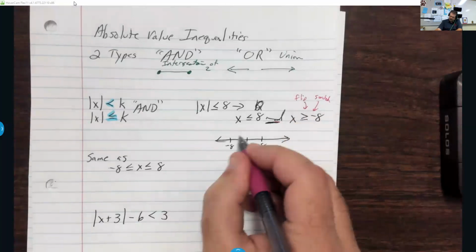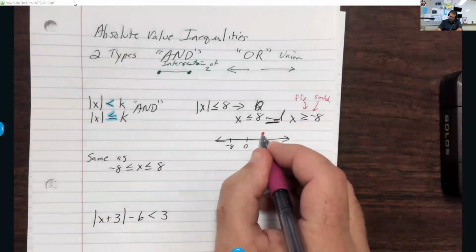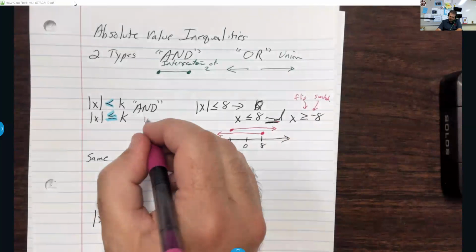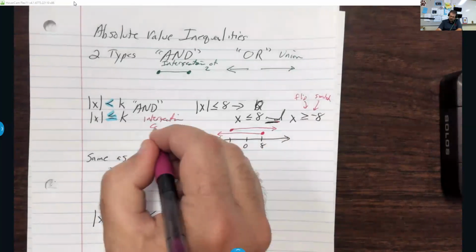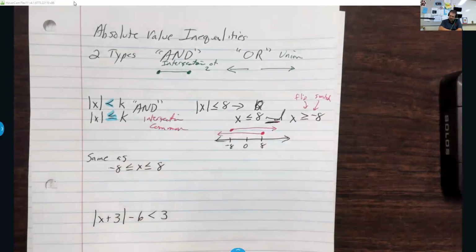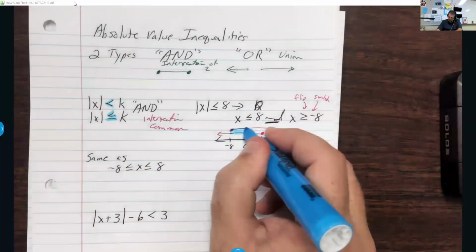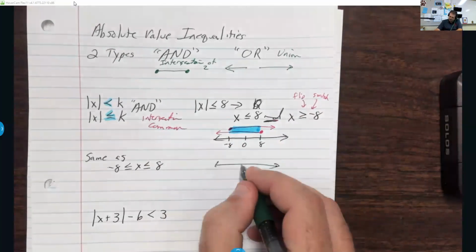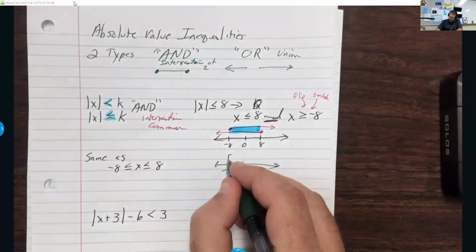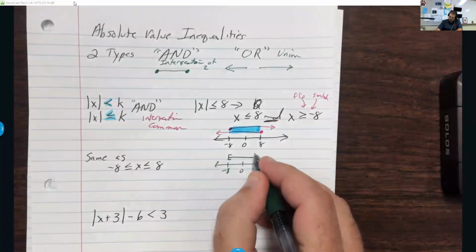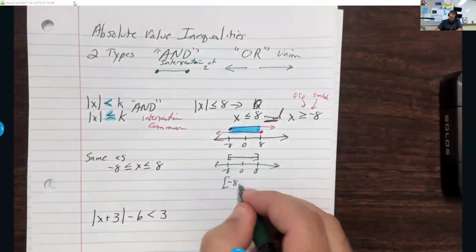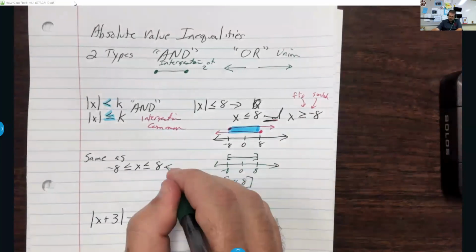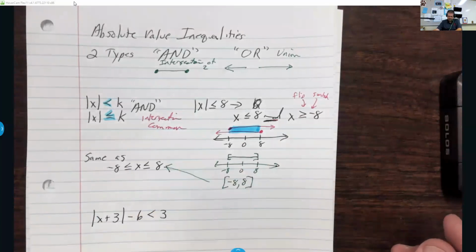Well, if it's an and, notice what we have. We've got a less than, -8 greater than. But in and, we're talking about intersection, right? It's what they have in common. And what they have in common is these two. So essentially, the answer is everything between -8 and 8, which is the same thing as saying this.